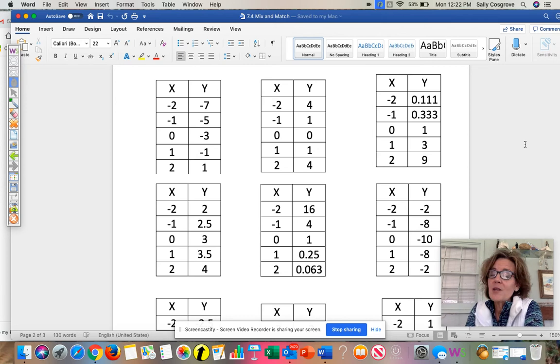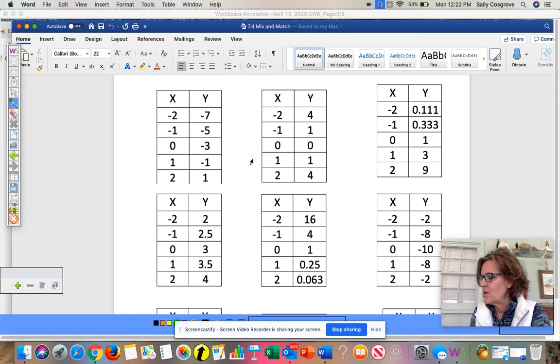Well, hello, friends. We are back for another example of determining linear, quadratic, exponential, or neither. And this is, again, looking at tables. We looked at tables last week. We're going to look at tables again this week. This is on page 58 of your pink book.